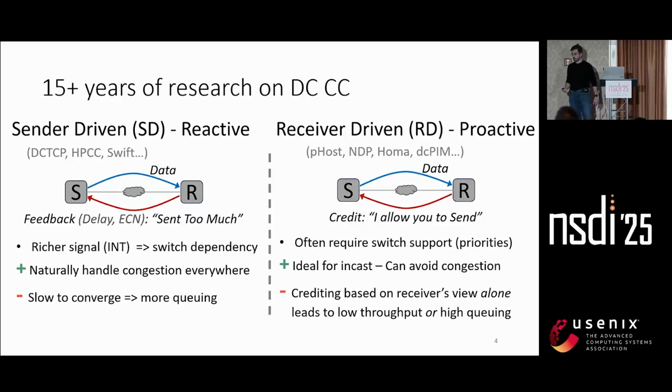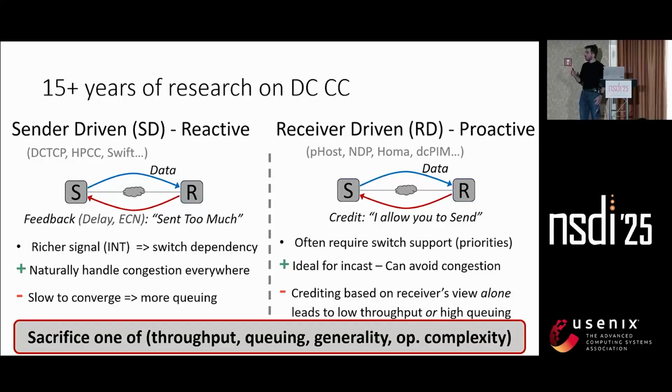The other approach is receiver-driven schemes, where the idea is proactive. It's basically admission control. A receiver is allowing the sender to send by sending credit packets to the sender. And many of these approaches also use switch support to maximize performance. But overall, this approach is ideal for incast because it can avoid congestion altogether there due to admission control. But doing crediting solely based on the receiver's view, as we will also see later, leads to either low throughput or high queuing.